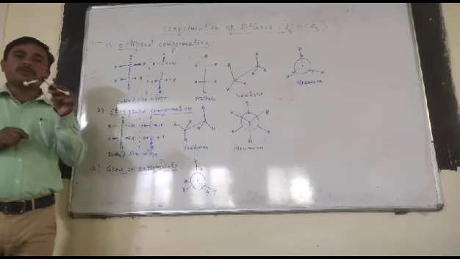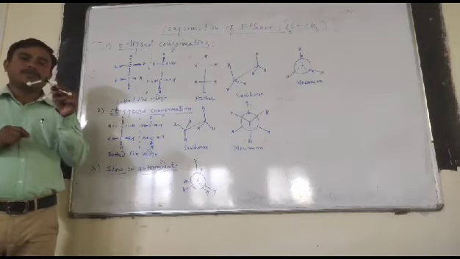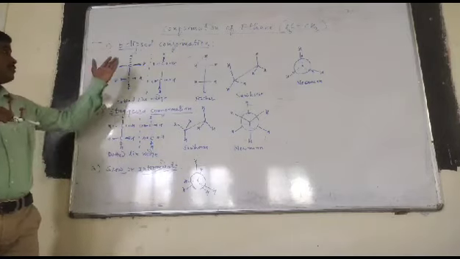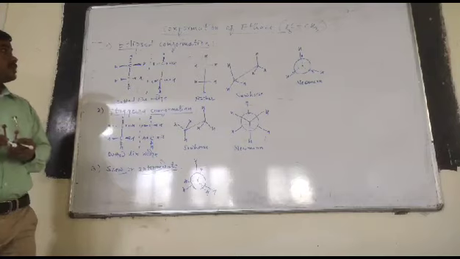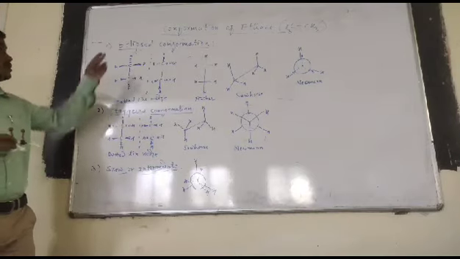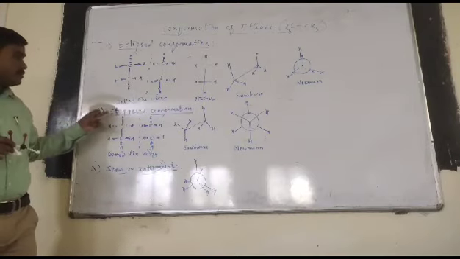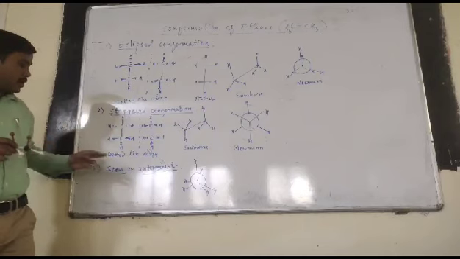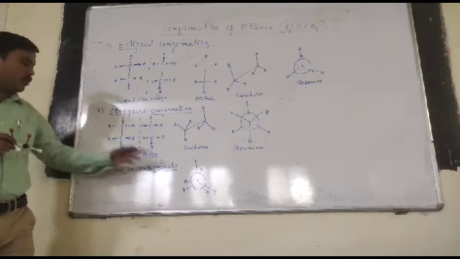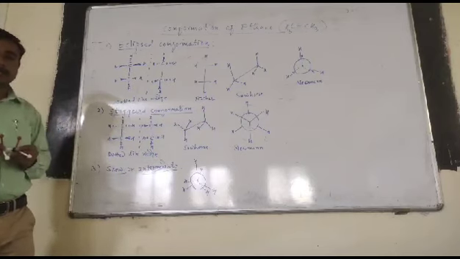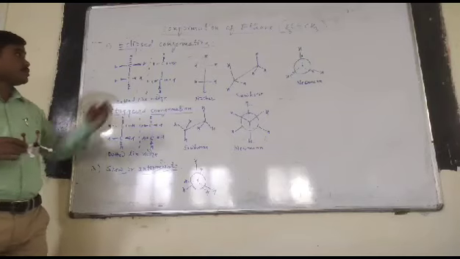These conformations are broadly grouped into three main types. The first one is eclipse conformation, the second one is staggered conformation, and the third one is skew or intermediate conformation. Let us see them one by one.